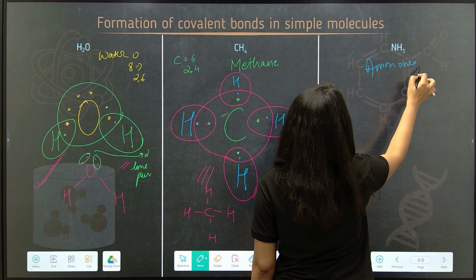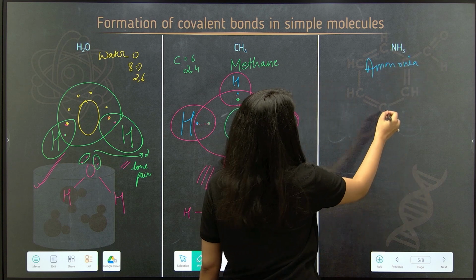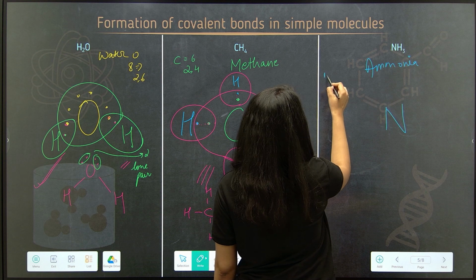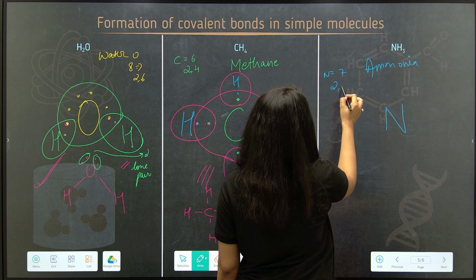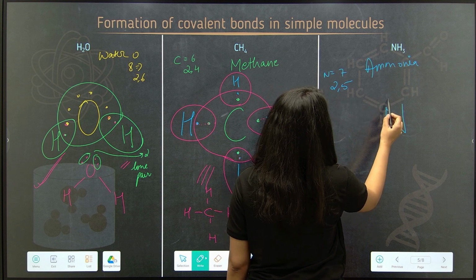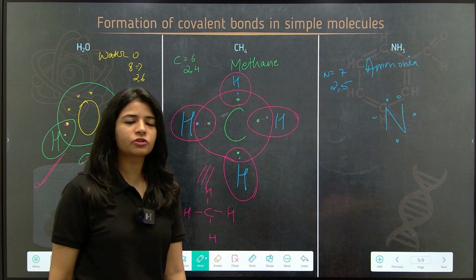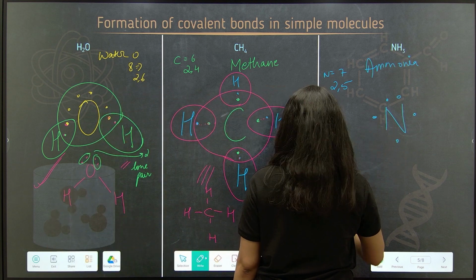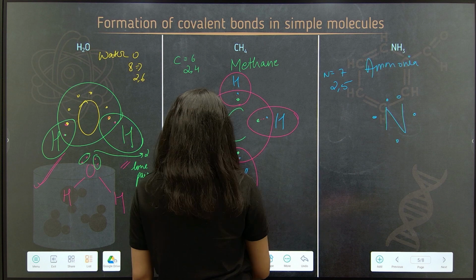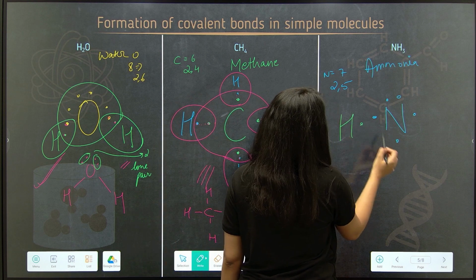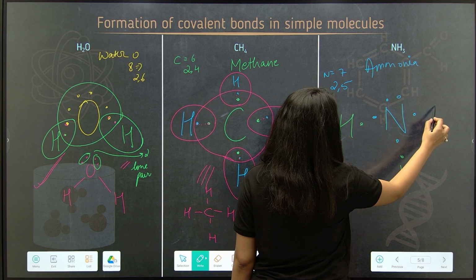Next, let's talk about the third one, which is NH3, ammonia. Now, how will we form bonds in ammonia? So nitrogen atomic number is 7, electronic configuration is 2, 5. So let me draw 5, 1, 2, 3, 4 and 5. These are 5 electrons of nitrogen, right? How many hydrogens are connected with it? 3. So each hydrogen with its 1 electron.